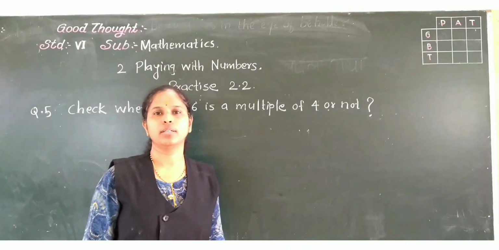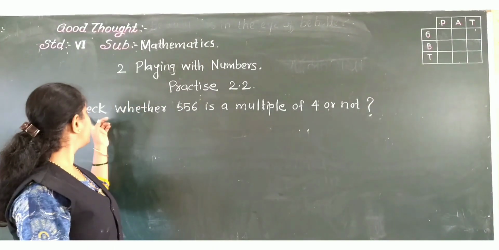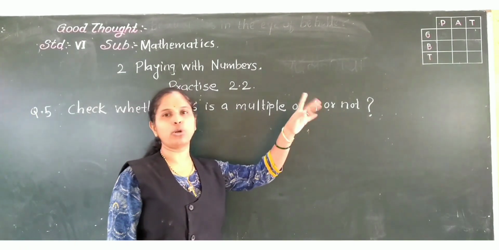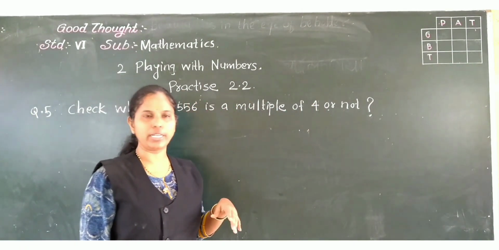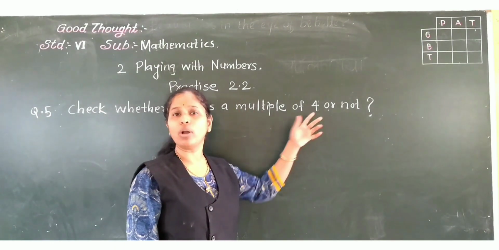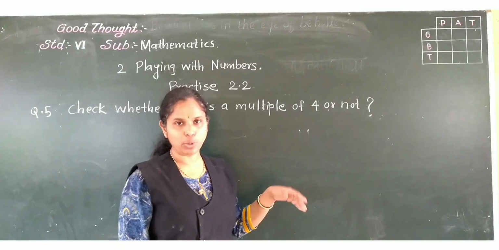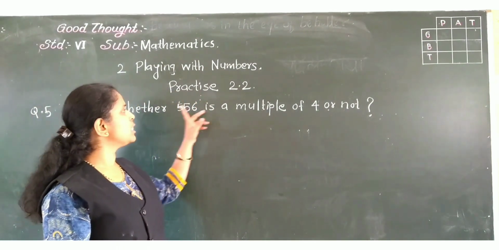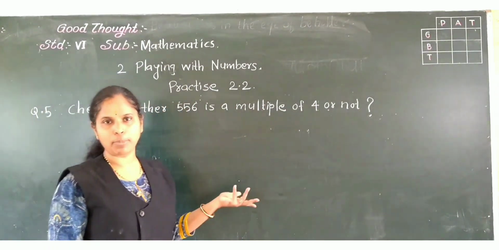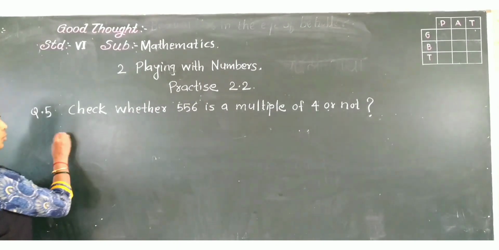Okay. Now see the last question from practice: check whether 556 is a multiple of 4 or not. Means we have to find out whether this number is a multiple of 4 or not. What we have to do? Simple. We have to do division again. We have to divide 556 by 4. If the remainder is 0, then yes, it is a multiple. If it is not, then no, it's not. See here, I will show you.